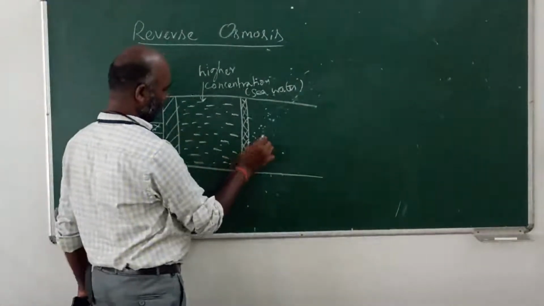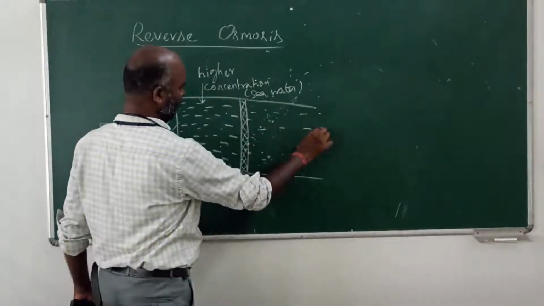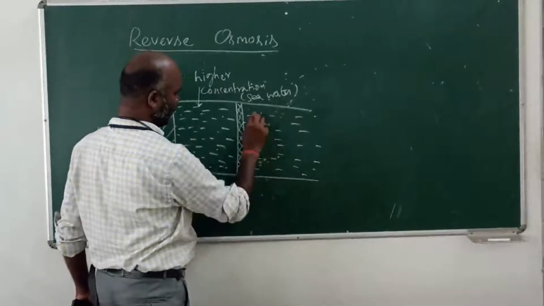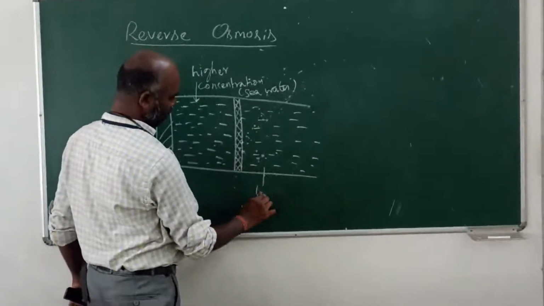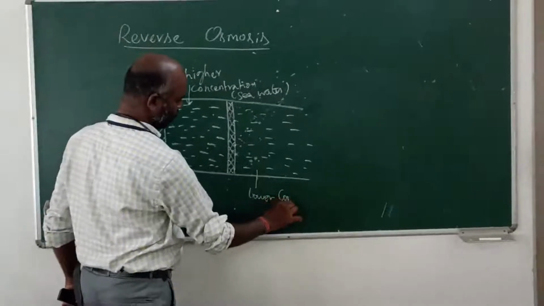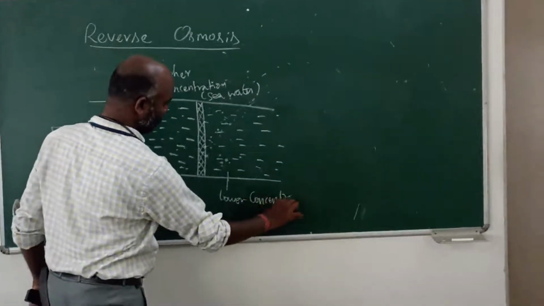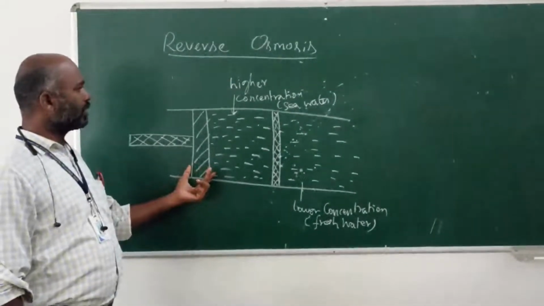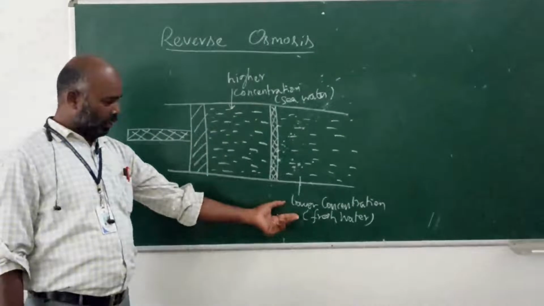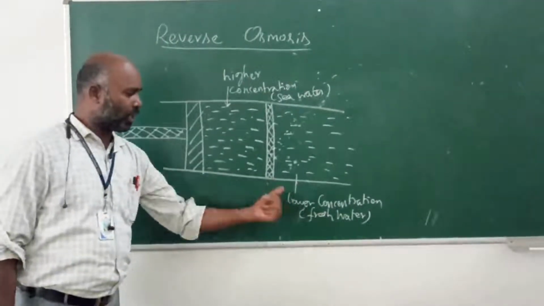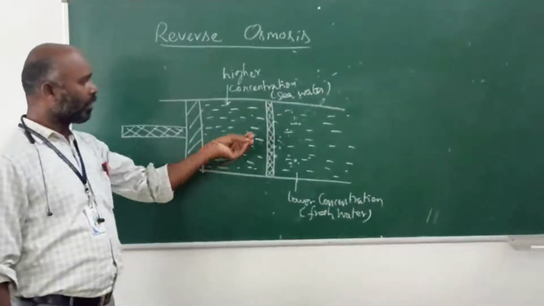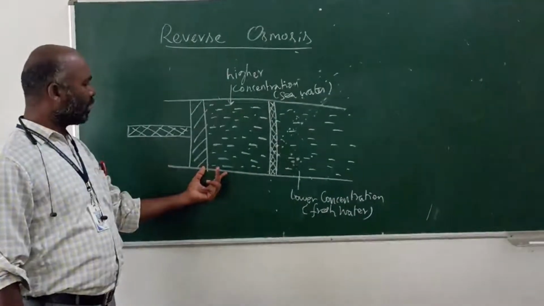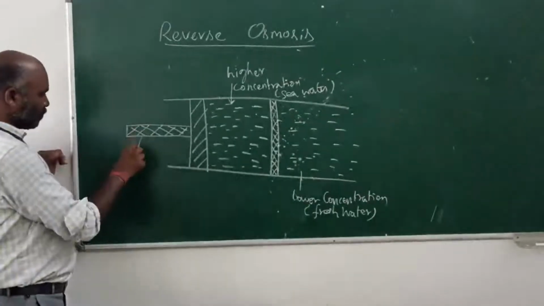On the next side of this semi-permeable membrane is the low concentration. Lower concentration is fresh water. Using this diagram we will explain how the sea water can be purified into the lower concentration water, that is the fresh water. How do we convert sea water into drinking water? So here I take one simple diagram. In this diagram it is the piston.